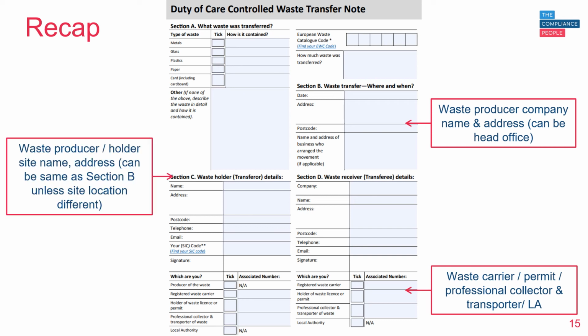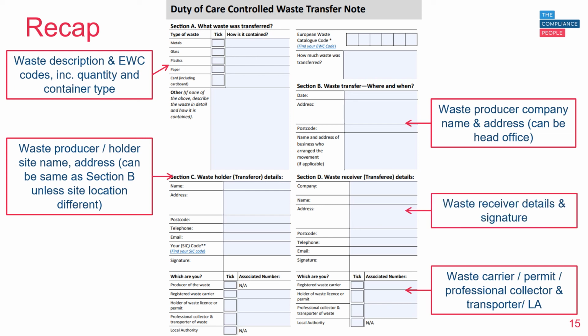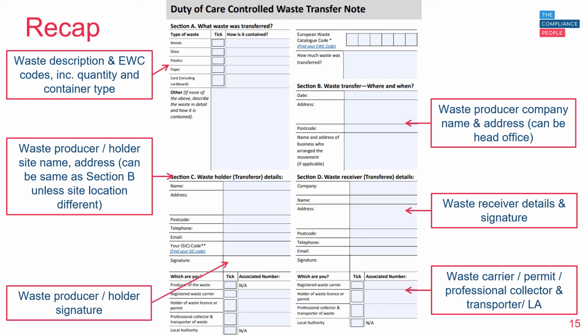We need to have in section C the waste producer holder name, so that's the site name and address, and this can be the same as in section B unless the site location is different. We need to make sure that we've got the waste description and the EWC codes, and also the quantity and container type that the waste is in. We need to make sure we've got the waste receiver details and signature, the waste producer and holder signature, and also the SIC code.